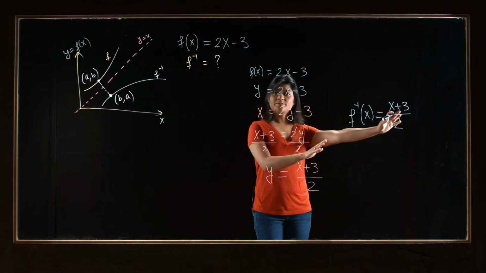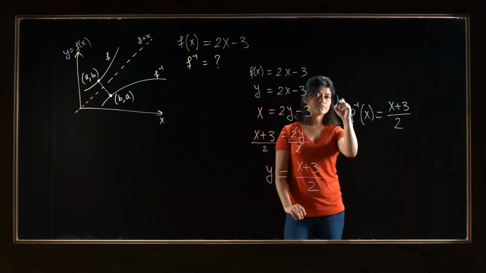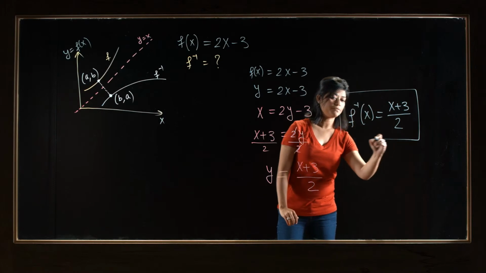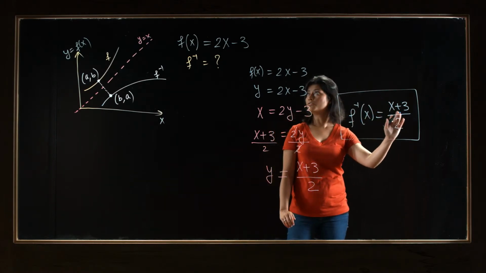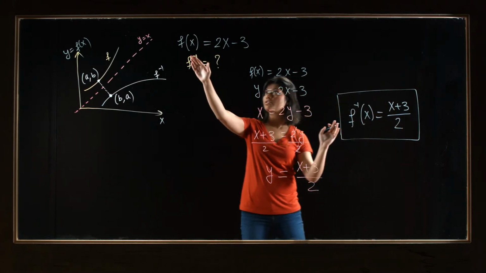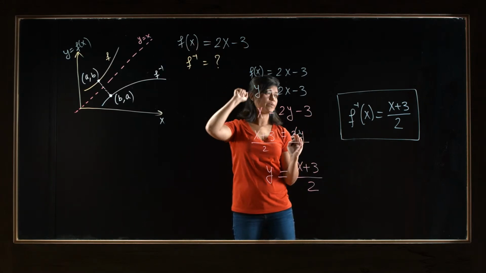So we got our expression for f inverse right here. f inverse of x is (x plus 3) over 2. And that is the inverse function of this original 2x minus 3.